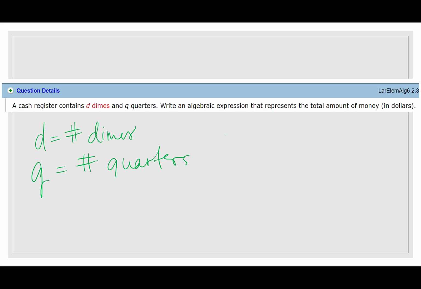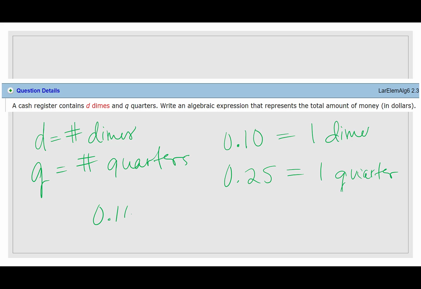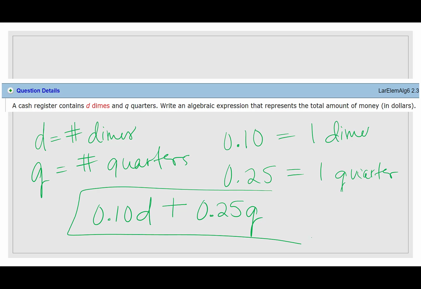And so, of course, you know that 10 cents equals 1 dime. Likewise, 25 cents equals 1 quarter. So to find out how much money is in the register, we're going to take 10 cents, multiply it times the number of dimes, 25 cents times the number of quarters, and add those together. The mathematical expression will be 0.10 times D. It's okay just to put the 0.10 and the letter D next to each other. You don't need parentheses and you don't need a multiplication symbol. Add that to 0.25 times Q. And that's the mathematical expression that represents how much money is in the cash register.